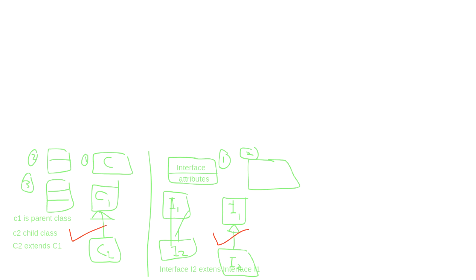What is the difference between classes and interfaces? Interfaces have no operations. They don't have operations. They have only name or name and attributes in the UML diagram. And the important difference, the third difference, I'm going to show you now.